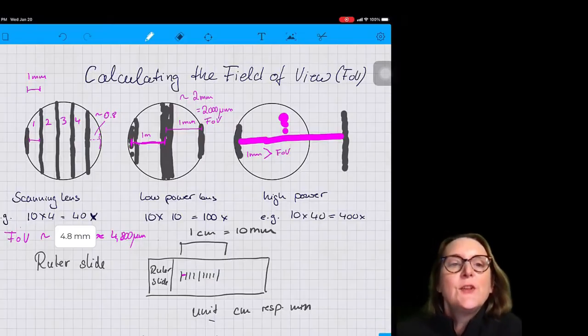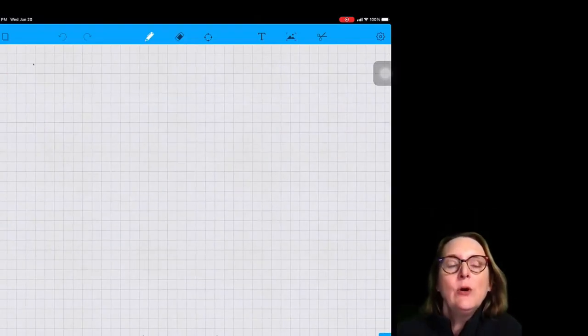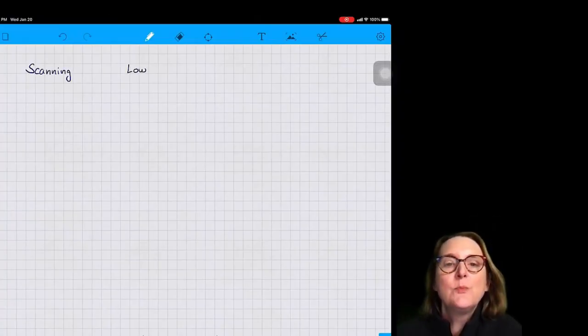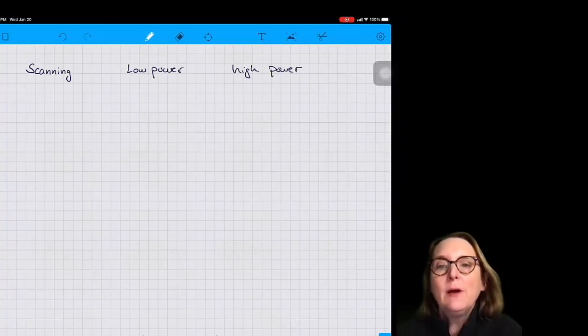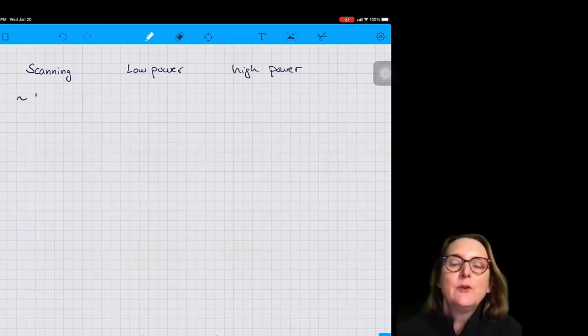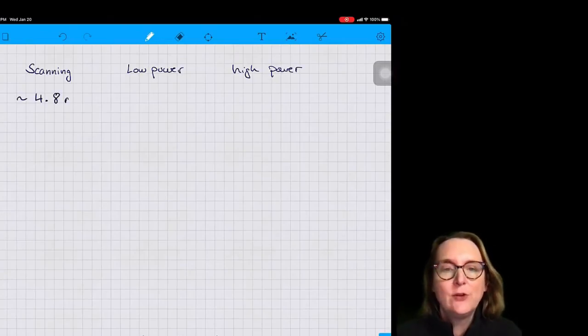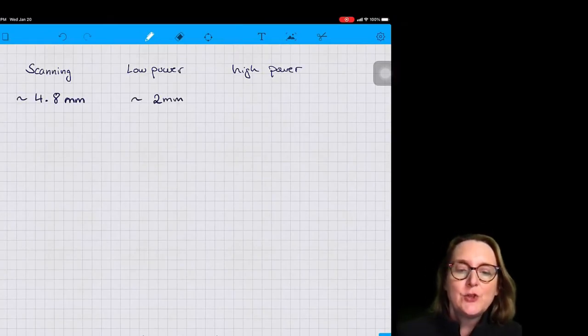Let's look at the data that we have. We know that the field of view with a scanning lens is 4.8 millimeters. With a low power lens, it's 2.0 millimeters. And with the high power lens, we know that the field of view is less than a millimeter, but we cannot really measure it. The next thing that we need to know is the total magnification.